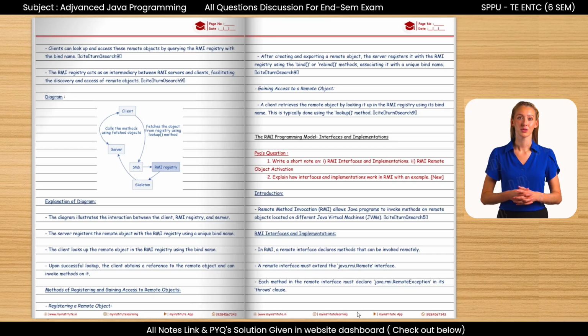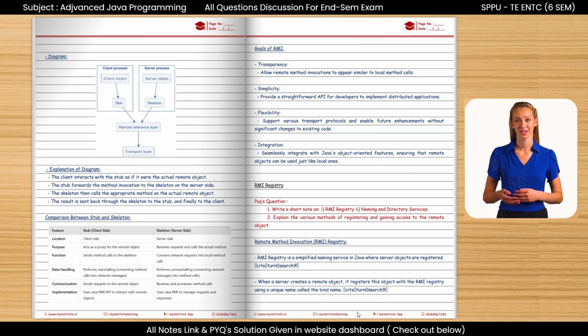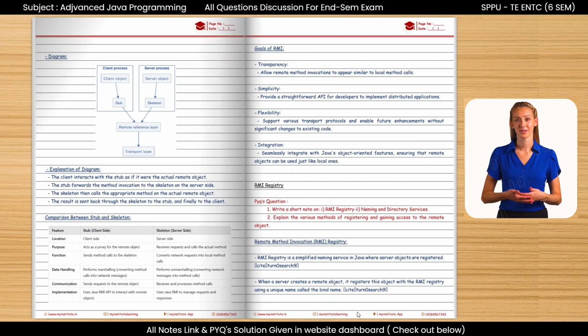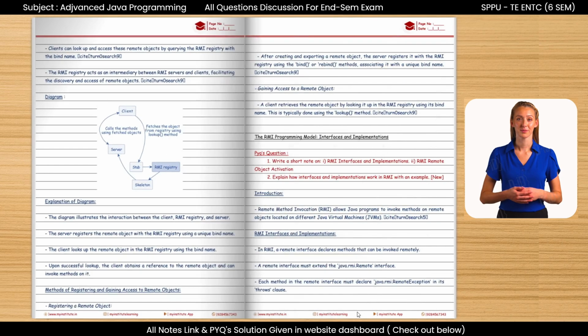Now, let's move on to our next topic, which is registering and gaining access to a remote object. From this topic, we can expect the question like, explain the various methods of registering and gaining access to the remote object. To register a remote object, the server uses the Naming class, which provides methods such as bind, rebind, and lookup.